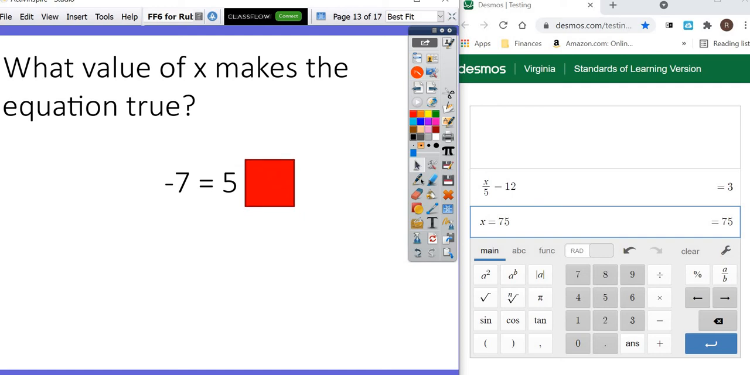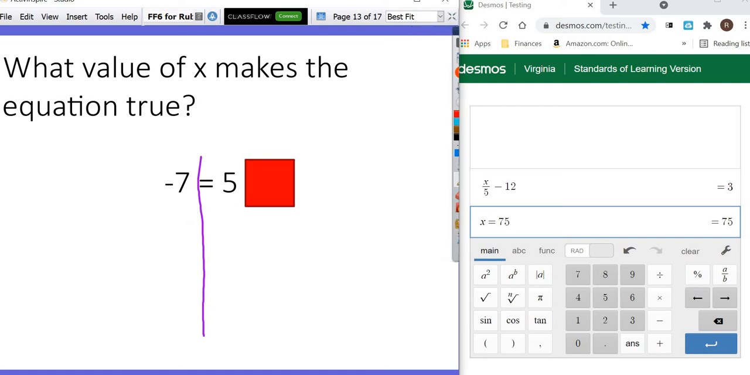So I'm going to cover that up. All right, and now I'm going to start to solve. I'm going to say, all right, this 5 is a positive 5, and I've got to move it to the other side of that line. So I'm going to subtract 5 from each side. Remember, there's no sign in front of it, so it's positive.